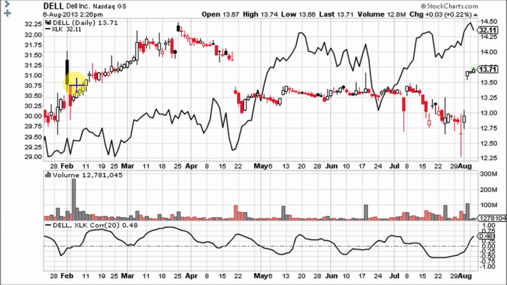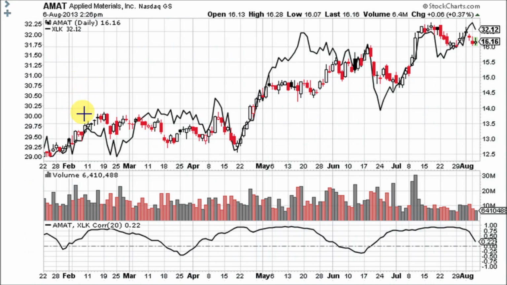Moving on. Applied Materials, AMAT, for the most part shows strong correlation above 0.5. This period of no correlation was sector running flat, it was going up. Right here, sector falling. No, it was before that. Sector running flat, AMAT going up. Right here, AMAT running flat, sector going up. So it's below 0.5 there.